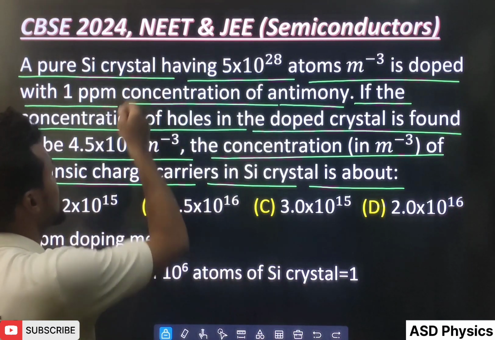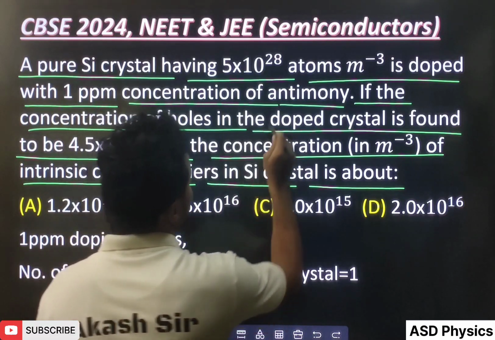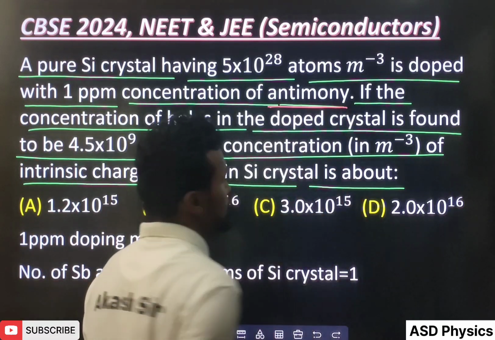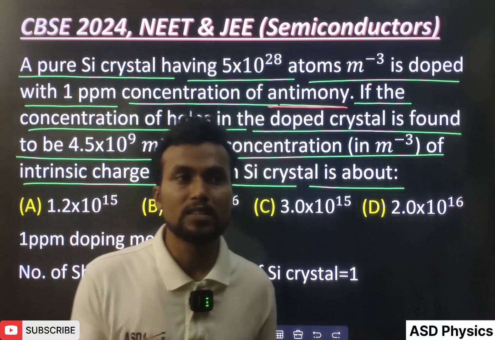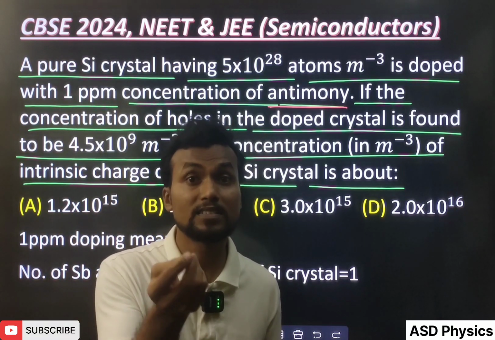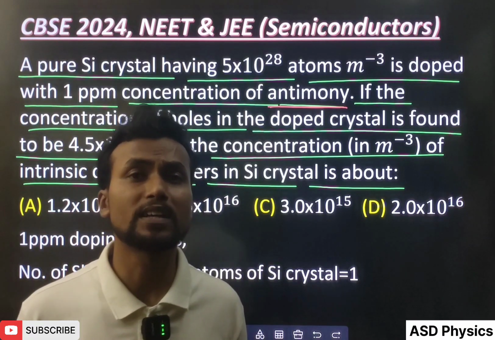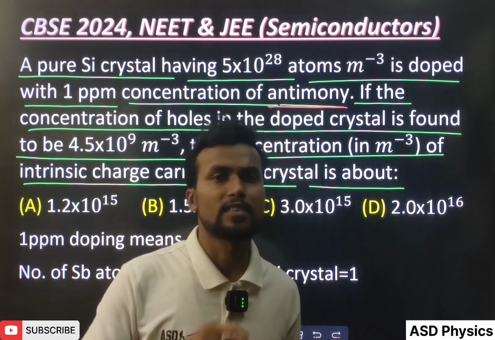Here the semiconductor in its purest form is called the intrinsic semiconductor. So this silicon crystal is the intrinsic one. After that it is doped with antimony. Based upon the doping, the semiconductor can become n-type or p-type semiconductor. This is called extrinsic semiconductor. That means when we dope an intrinsic semiconductor, it becomes an extrinsic semiconductor.